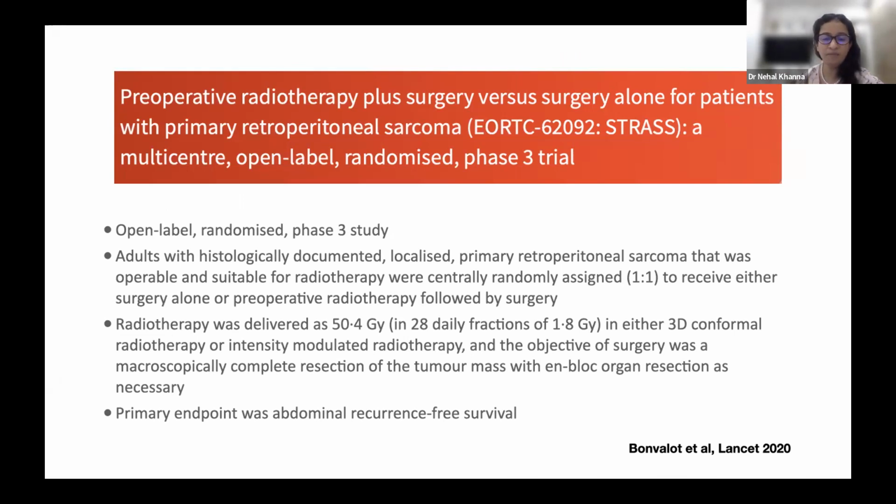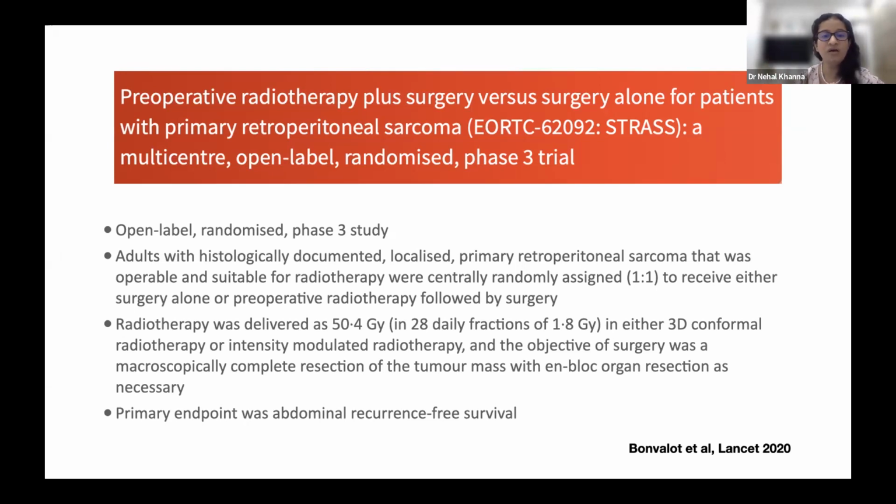We need to give pre-op RT to reduce local recurrence. What do you mean by a local recurrence or a local relapse? Once you completely remove the tumor, the patient is disease free, and after some time the disease comes back. All of us understand this as local recurrence, right? But the local relapse, local recurrence that was defined in this study was a very comprehensive definition. In fact, I should not call it comprehensive.